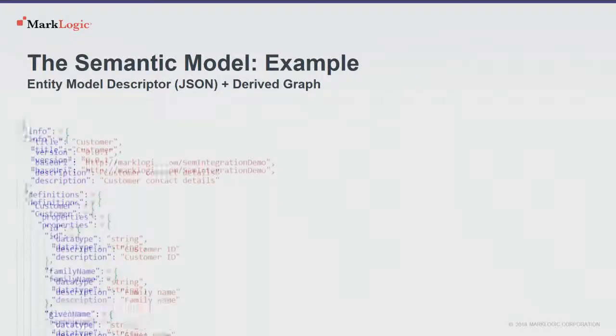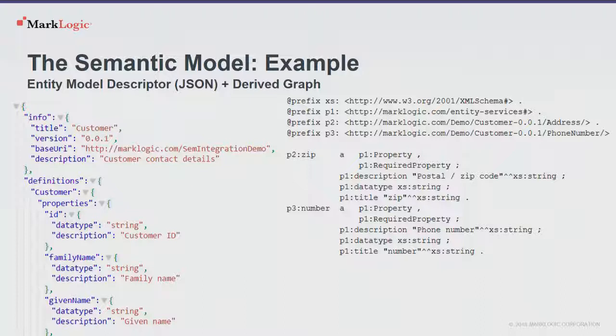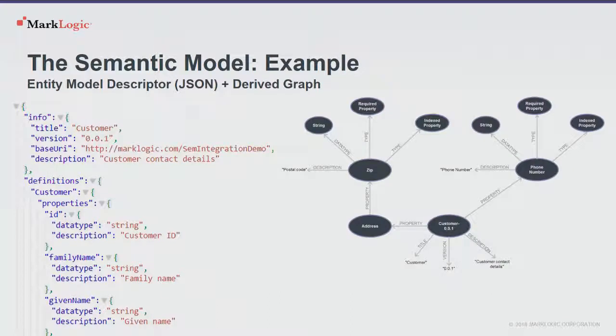So what does it look like? This is the customer entity model as JSON. Here's the result of a query across the model using SPARQL. And here's a prettier way to see the model as triples, as a graph. Okay?